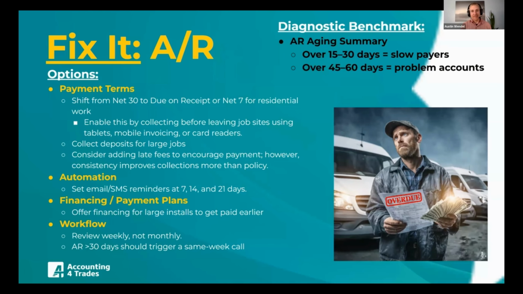So how do we fix it? Let's start with the first one, accounts receivable. So like we said in the diagnostic benchmark, you're looking at your accounts receivable aging summary report. You'll find this either in QuickBooks, depending on how you're set up, or it might be in your field service software like ServiceTitan, Housecall Pro, Jobber. But ultimately, who owes you money and how long have they owed you that money?